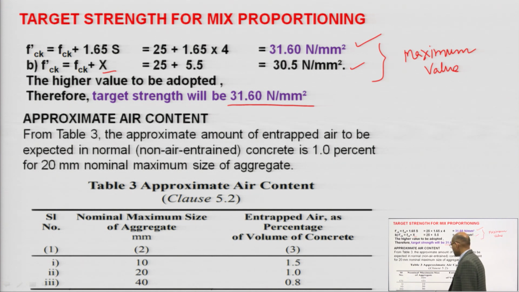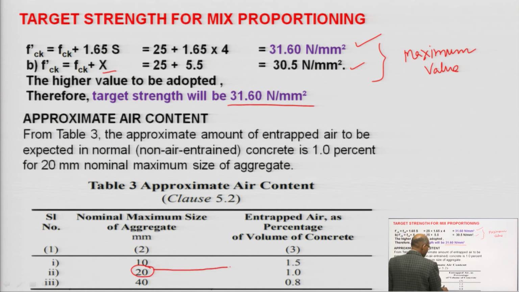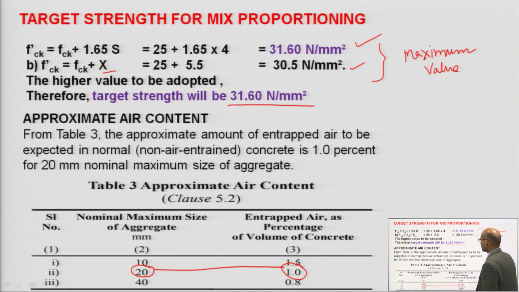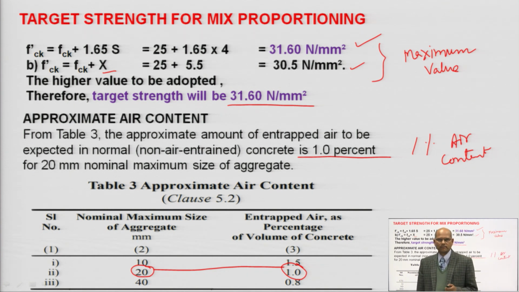In our case, the maximum size of aggregate is how much? 20. So, for 20 mm you can consider 1%. We can expect 1% air inside the concrete. Okay. So, 1% we have to consider as air content, and that we have to take into consideration while we are doing the mix calculation.